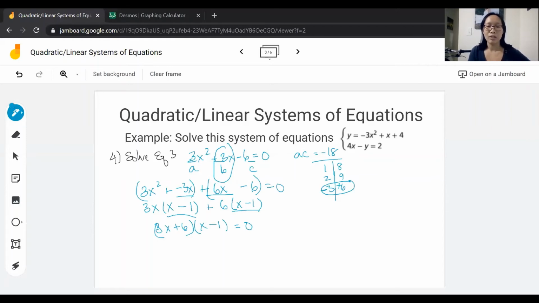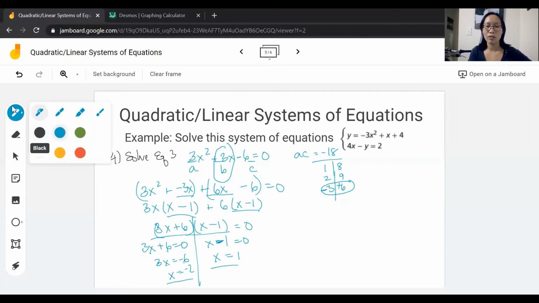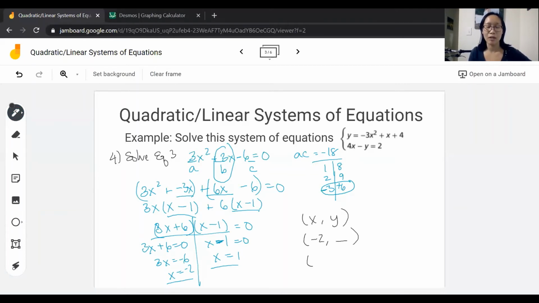Here, I can use the zero product rule and set each factor equal to 0 and solve for x. When I do that, I have x equals negative 2 and x equals 1. Are these my solutions? No, because solutions are in the form (x, y), and right now I have an x and another x, but I don't have the y's. So my next step will be to find the y's that go with each x.